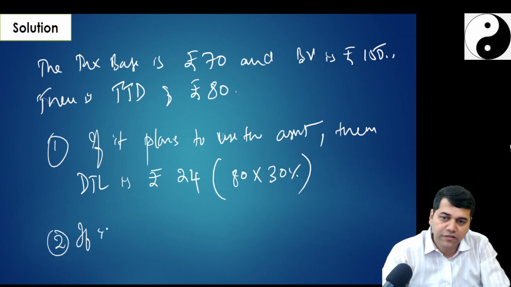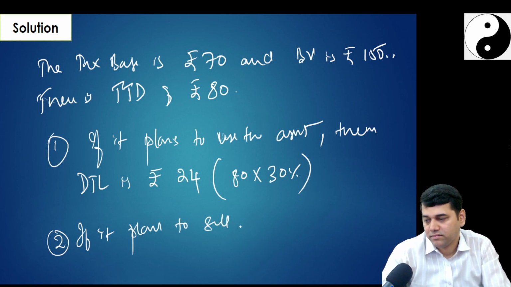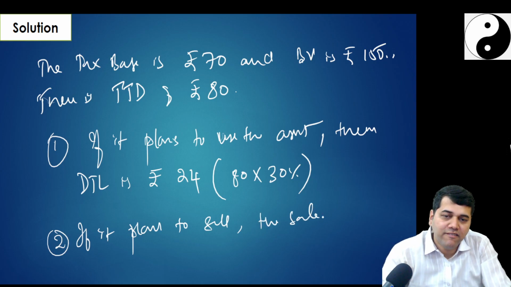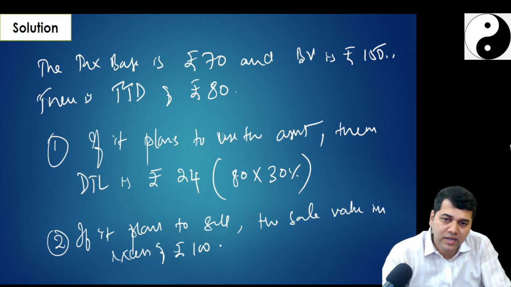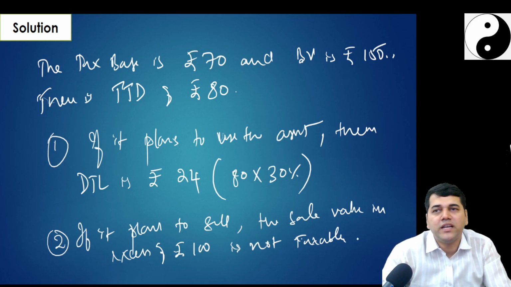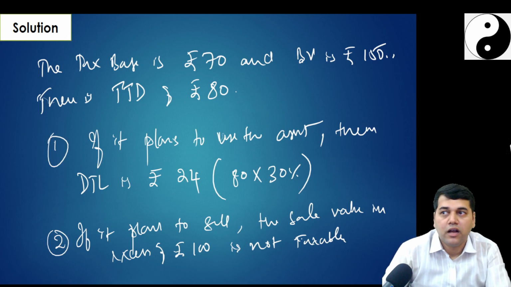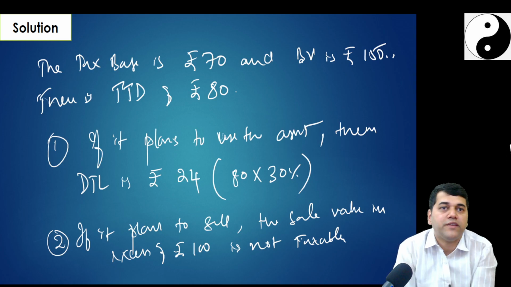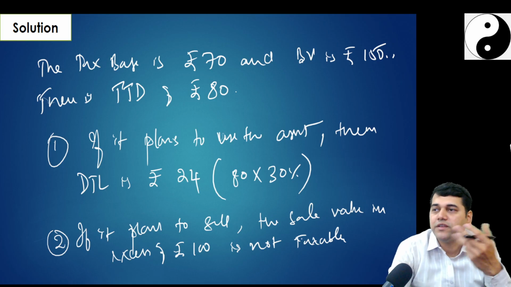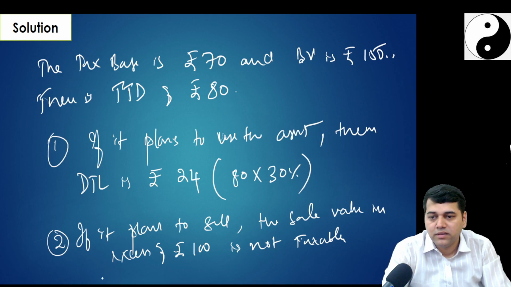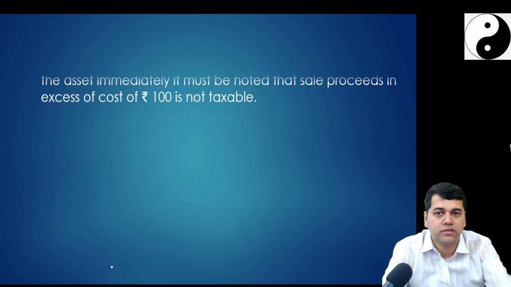Second, if it plans to sell, the sale value in excess of rupees 100, which is cost, is not taxable. That means today you have done a revaluation of 80. Out of the revaluation of 80, you will be taxable only for the portion where you claimed income tax deduction, 30 rupees. 50 is not taxable. So are you clear about this?